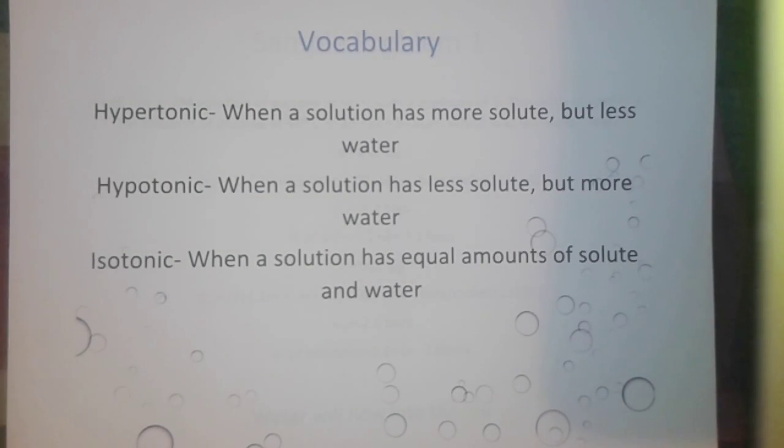Vocabulary. 3 words you would need to know for water potential would be hypertonic, hypotonic, and isotonic. Hypertonic means when a solution has more solute, but it has less water, and hypotonic means a solution has less solute, but more water. Isotonic means a solution has equal amounts of both solute and water.